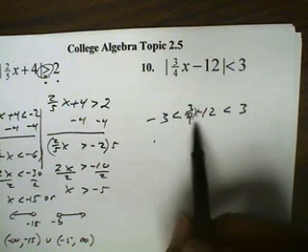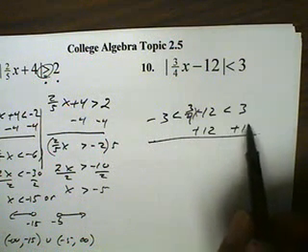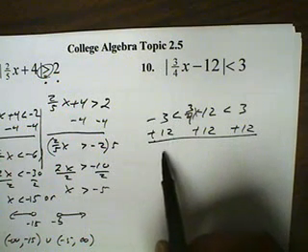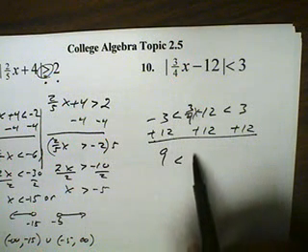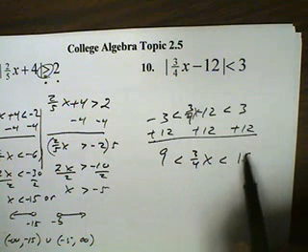Okay, now from here we solve from the inner part. So I'm going to add 12 to all three sides. And what I'll get is a 9 less than or equal to 3/4 x less than or equal to 15.